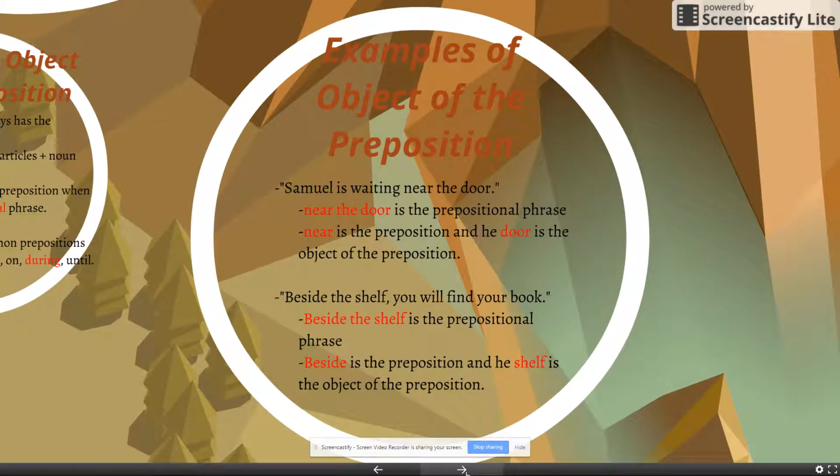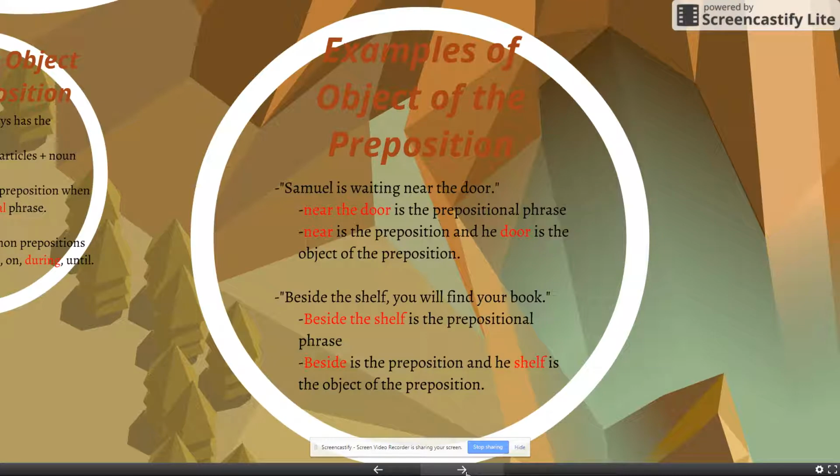Here are some examples of prepositional phrases and how the noun is the object of that prepositional phrase. In the sentence, Samuel is waiting near the door. Samuel is your subject, is waiting is your verb. In this case, there is no direct object. There is simply a prepositional phrase, near the door. Near is the preposition, and door is the object of that preposition. The in the middle is simply an article.